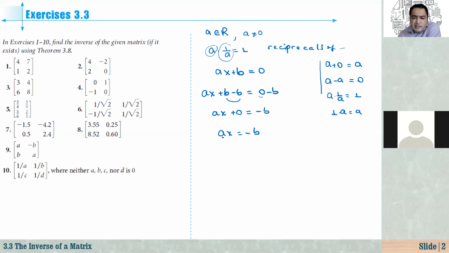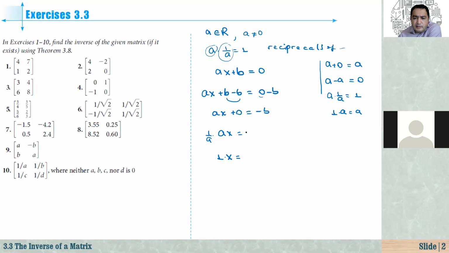Now I need to eliminate this a, so I multiply both sides by something so that we have x here. What is it? Actually, we need to find the multiplicative inverse of a, right? So here we have 1 over a times a, and here we have 1 over a. 1 over a times a is equal to 1. Here we have x, and here we have minus b over a. Actually, here we have minus b times 1 over a. Okay, let me just write it like this.